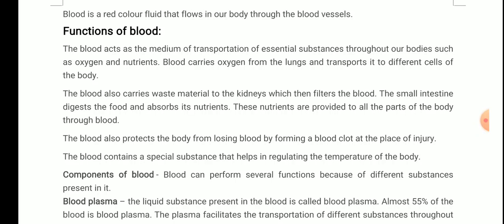You all know how the nutrients reach all parts of the body. If you remember, what happens in the small intestine? There, absorption of food takes place. But where does that food get absorbed? It gets absorbed in the blood itself, and then the blood transports those components to different types of cells. Okay.